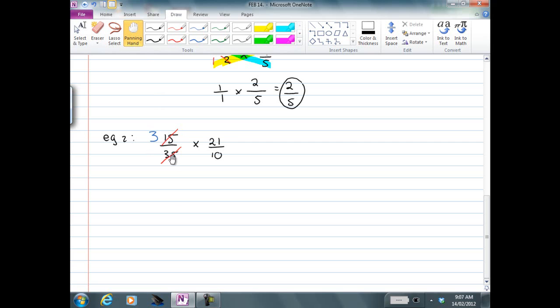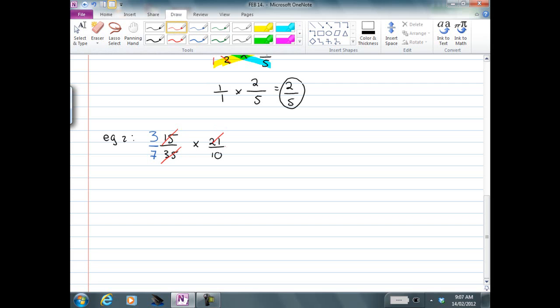What's 35 divided by 5? 7. Because I'm dividing each one of these, so this now becomes 7. I'm going to do the exact same thing for 21. See? Up and down first. 21 over 10.